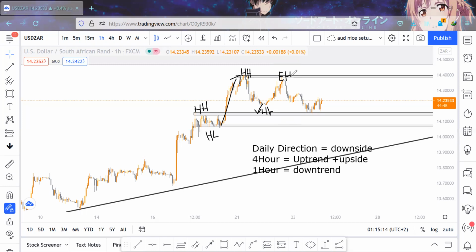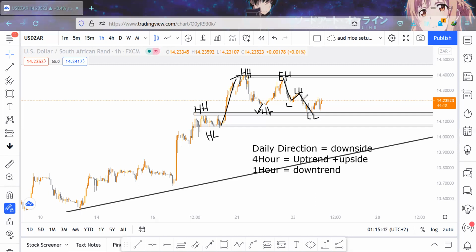So the market then tried to push to the upside again, making an equal high here, right? Now, when I'm saying the 1-hour time frame is currently in a downtrend, I'm talking about this consolidation move here, right? Because we have gotten an equal high here, but we got a lower high here, right? And then we got a low here, a lower low here, right?